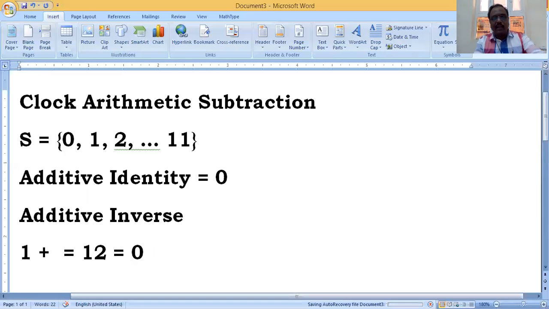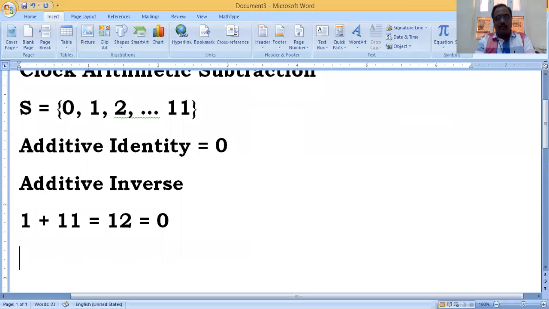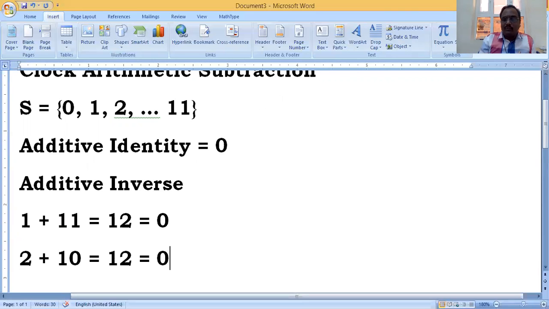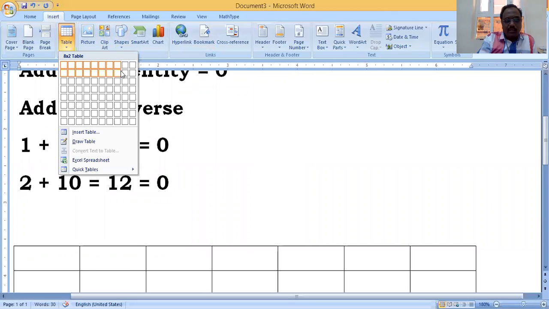So for example, when I take 1 and add 11, I will get 12, which will be reset to 0. That means 11 is the additive inverse of 1. For example, I am going to take 2. When I add 10, this is again 12, which will be reset to 0. Therefore, the additive inverse of 2 is 10. In the same way, we can take the additive inverse of all the 11 numbers. For our convenience, I am going to add a table to show you the additive inverse for all the 11 numbers.